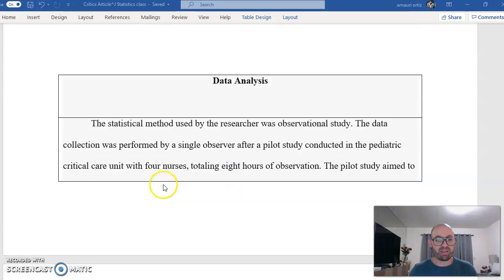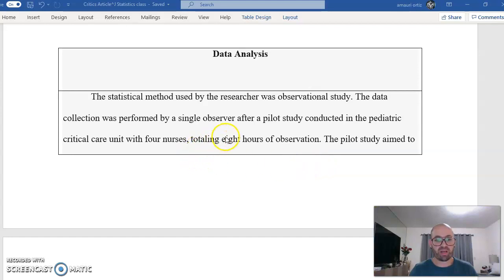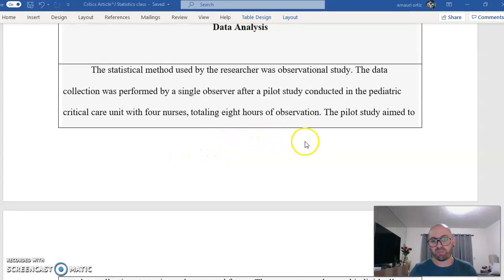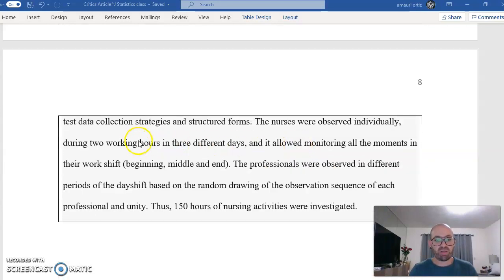The data analysis is that the statistical method used by the researcher was an observational study. The data collection was performed by a single observer after a pilot study conducted in the pediatric critical care unit with 4 nurses, totaling 8 hours of observation. The pilot study aimed to test data collection strategies and structure forms. The nurses were observed individually during 2 working hours in 3 different days, and it allowed monitoring all the moments in their work shift, beginning, middle, and end. The professionals were observed in different periods of the day shift based on the random drawing of the observation sequence of each professional and unit. Thus, 150 hours of nursing activities were investigated.